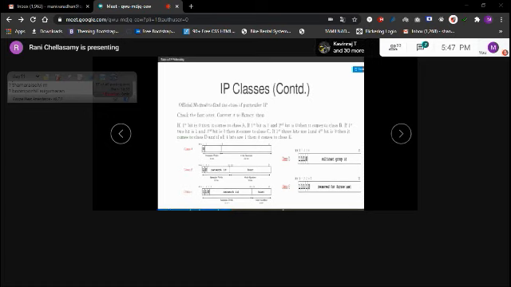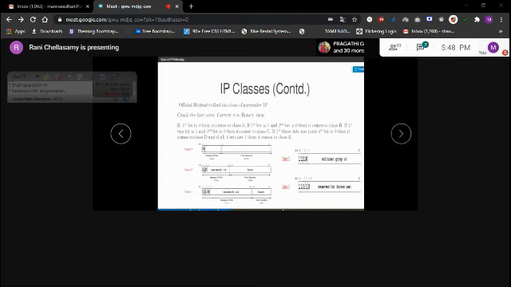For class E, 11110 is representing the class E address. Okay. So for class A, the IP address will range from 0 to 126 in the first octet. The first octet is representing the network part, and the remaining three octets define the host part.